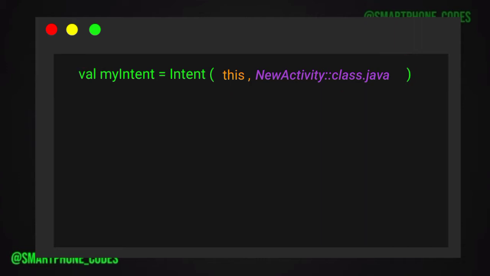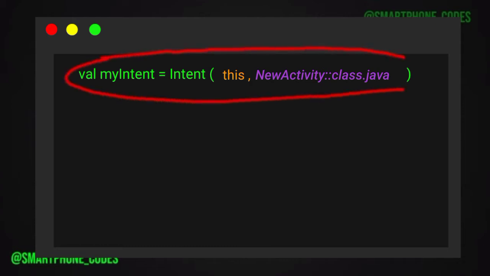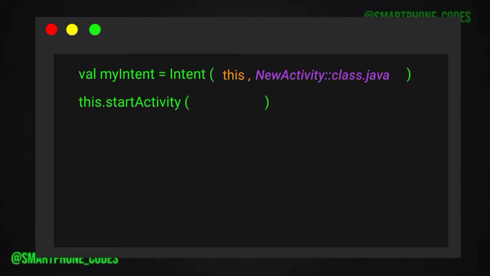After this, our information is ready. Now, we have to tell our app when to use or work with this intent. So this is done using startActivity function. We have to pass intent as the parameter of this method, as you can see on screen. So let's get to the PC.